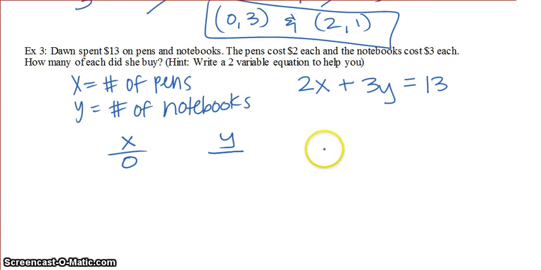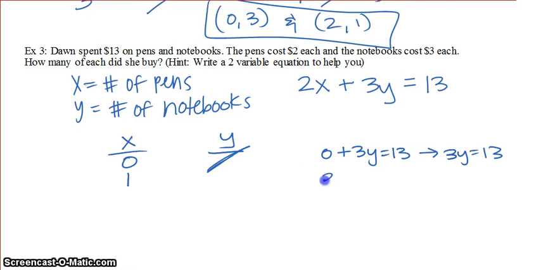2 times 0 is 0 plus 3y equals 13. Well, that's going to say that 3y equals 13. If you divide that, that is not going to divide evenly, so therefore that can't work. No bother of finding out what it is because it's not a whole number. Okay, now I'm going to plug in 1. So 1 times 2 is 2 plus 3y equals 13. I'm going to subtract the 2 from both sides, so that gives me 3y equals 11. Well, that's not going to be a whole number. 3 times nothing is 11, so no point of figuring it out.